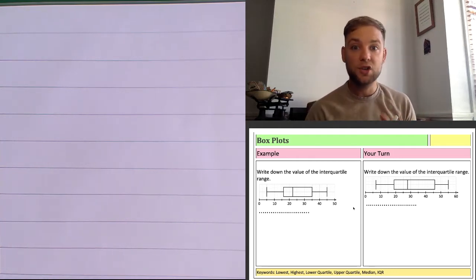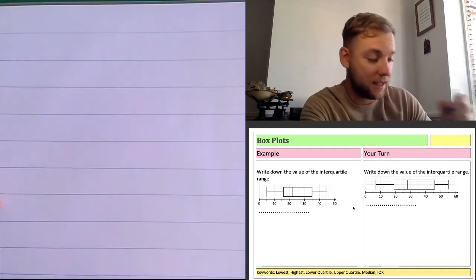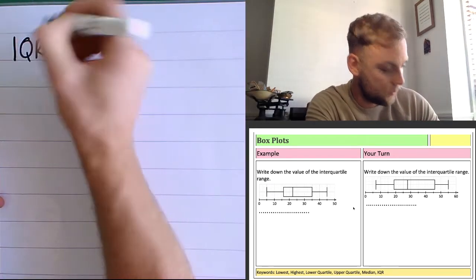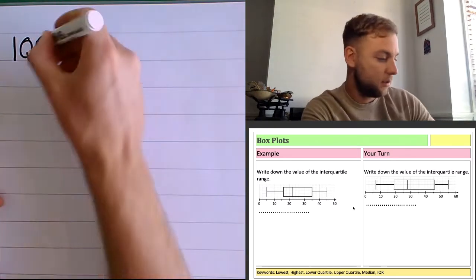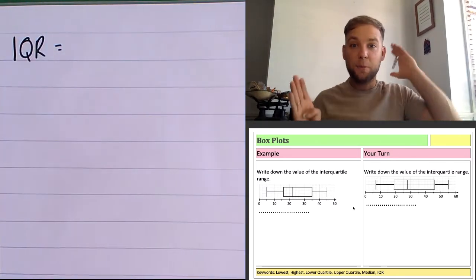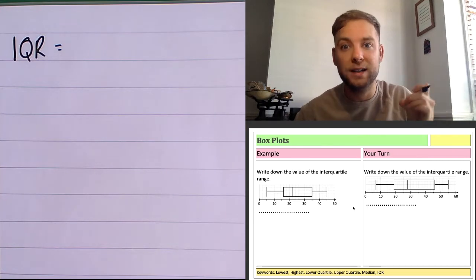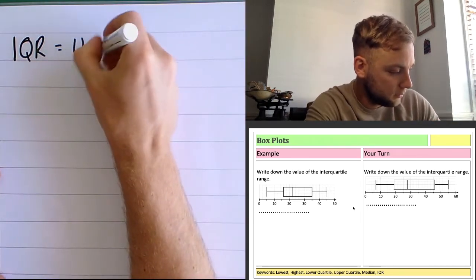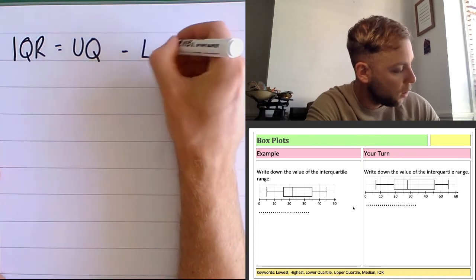Now the interquartile range, and again, it's worth getting this in your notes. Sometimes you write it like this: your interquartile range is equal to, well, your range is your biggest take away your smallest. Your interquartile range is your upper quartile, subtract your lower quartile.